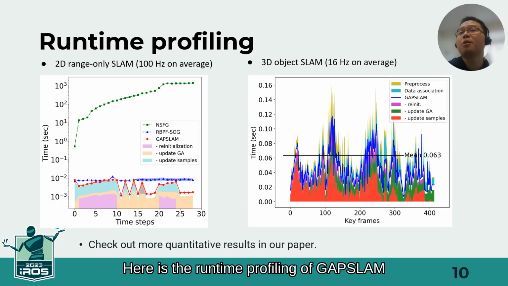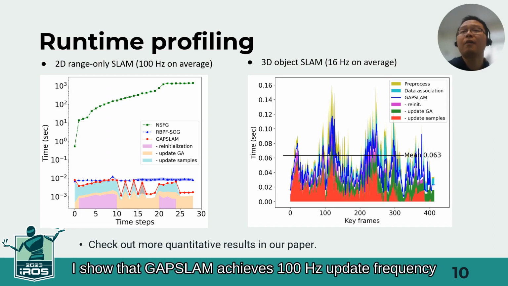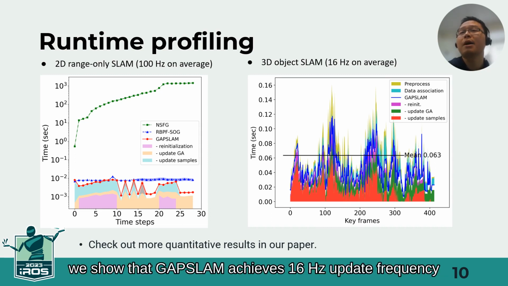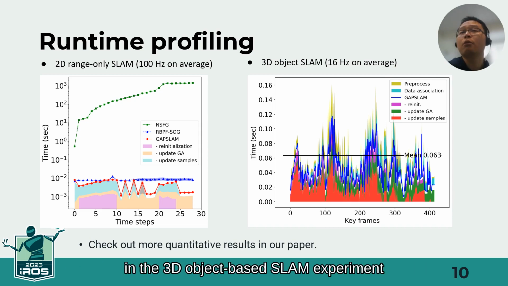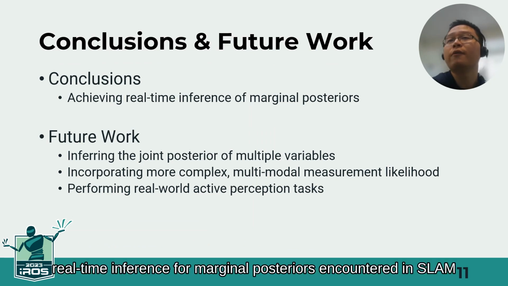Here is the runtime profiling of GAPSLAM. On the left-hand side, I show that GAPSLAM achieves 100 Hz update frequency in the 2D range-only SLAM experiment. On the right-hand side, we show that GAPSLAM achieves 16 Hz update frequency in the 3D object-based SLAM experiment. We concluded that we achieved real-time inference for marginal posteriors encountered in SLAM.